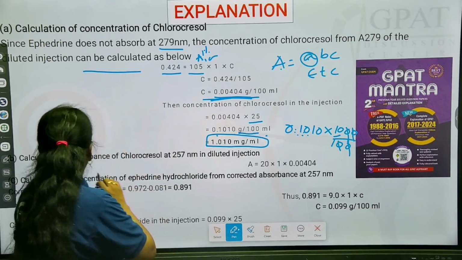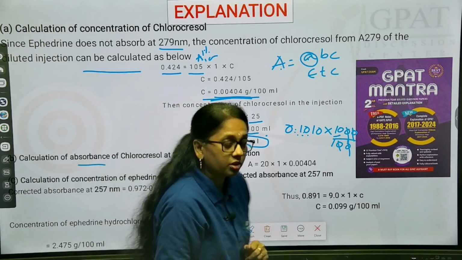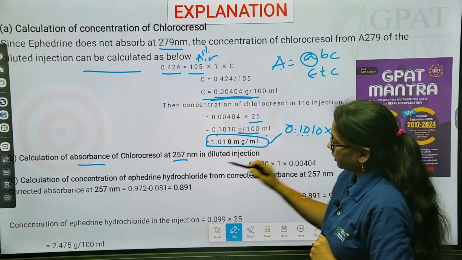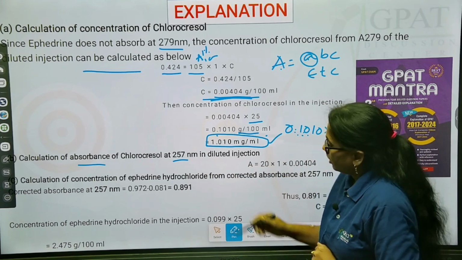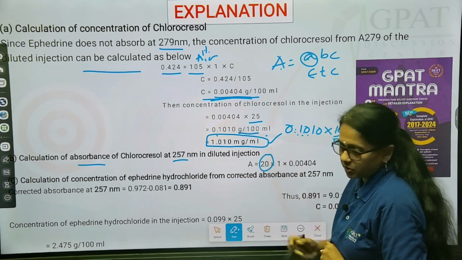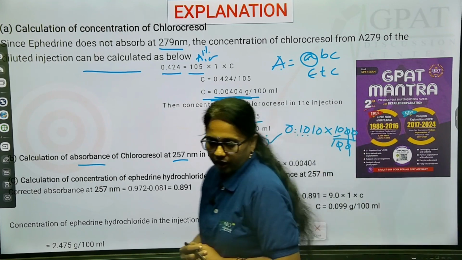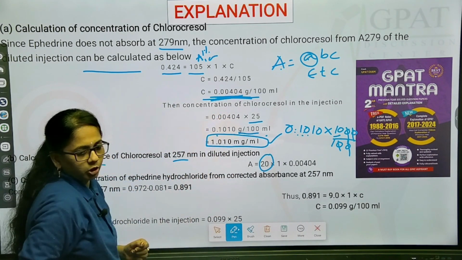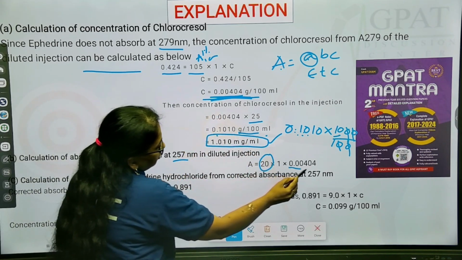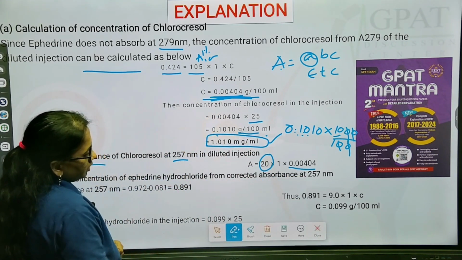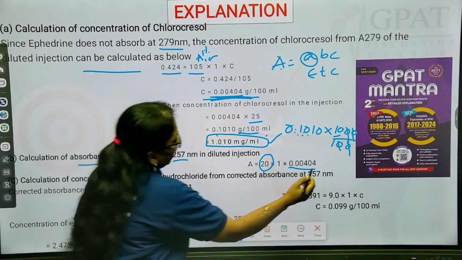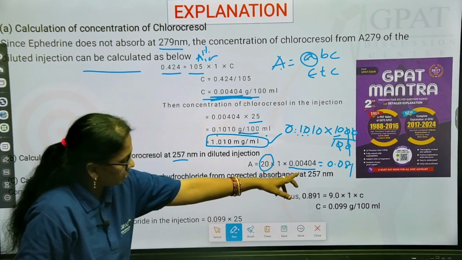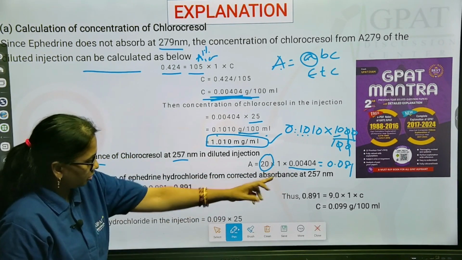Now let us see the chlorocresol contribution at 257 nanometers. This is at 279 nanometers and this is at 257 nanometers. At 257 they have given the specific absorbance value of 20. And we have already determined the concentration of the solution, the C value, which is 0.00404. If you multiply these, then you are going to get the value 0.081.